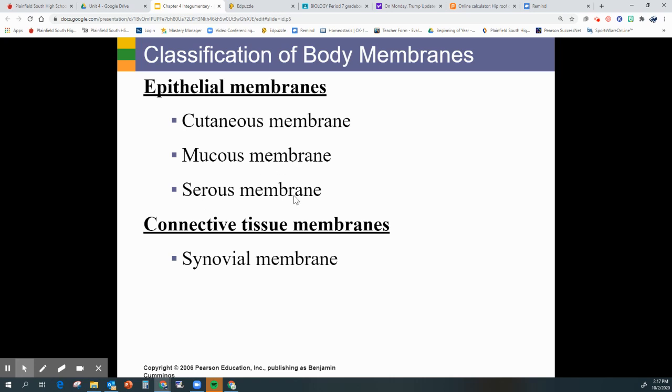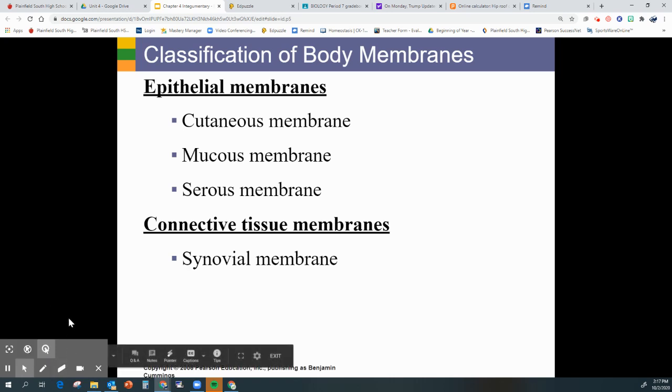And then serous membranes, those are the ones that line open cavities of our body, but they are not open to the outside. So like our thoracic and abdominal cavities are lined mostly with serous membranes. And then finally, the connective tissue membrane that we'll talk about is the synovial membrane, which lines most of our freely movable joints that we have in the body. Okay. So we'll take a look at those.